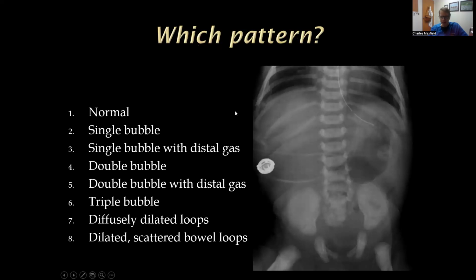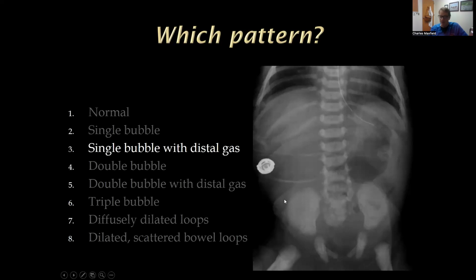Okay, here's your next pattern. Now, I'm seeing a single bubble. I'm not seeing a second bubble, but I am seeing a little bit of air distally, right? So I would call this one a single bubble with distal gas. Now, what are we going to do with this pattern?